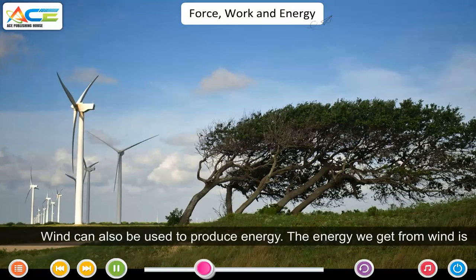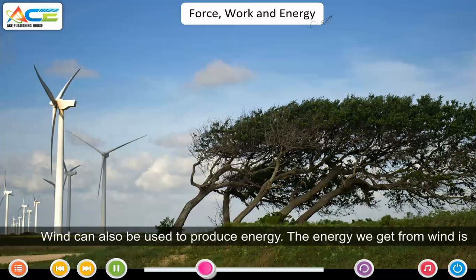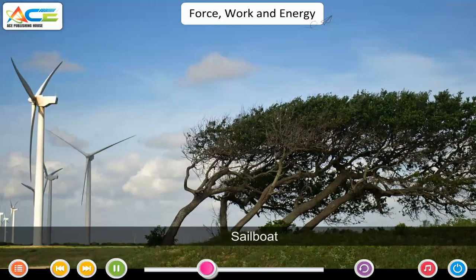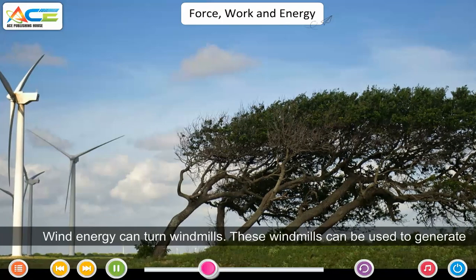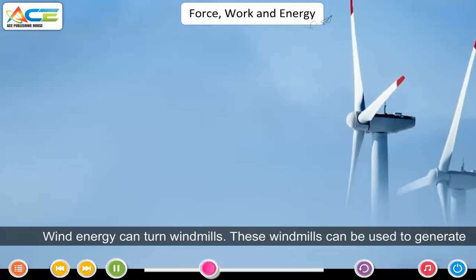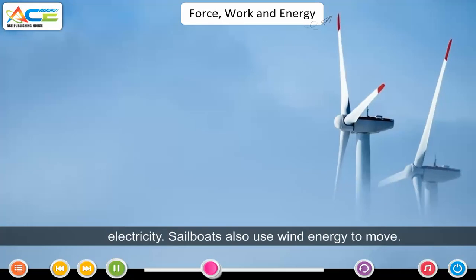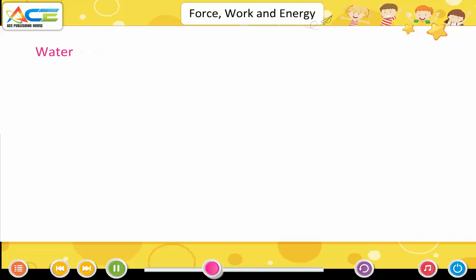Wind can also be used to produce energy. The energy we get from wind is called wind energy. Windmills, sailboat. Wind energy can turn windmills. These windmills can be used to generate electricity. Sailboats also use wind energy to move on water.